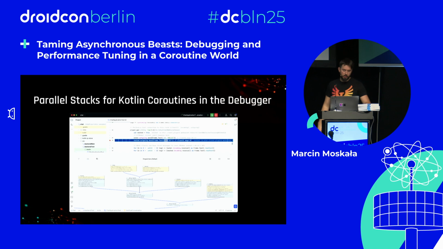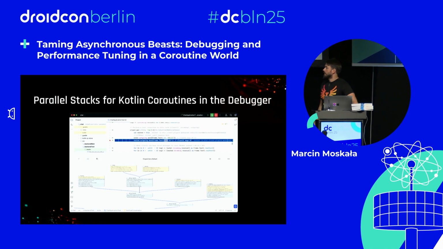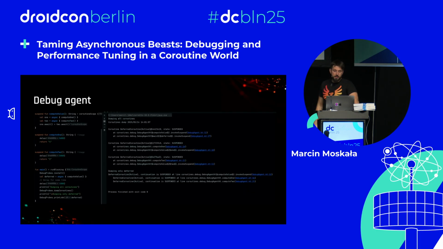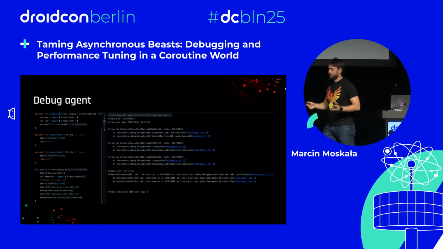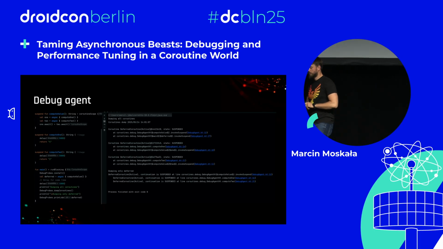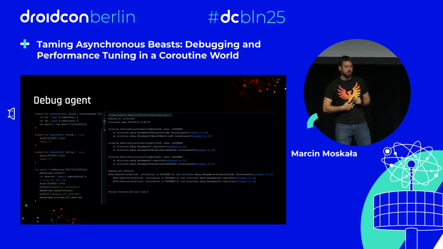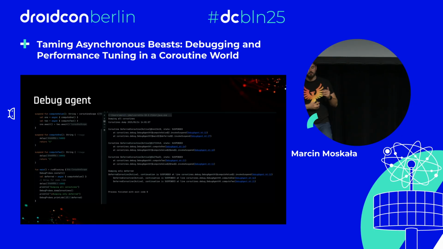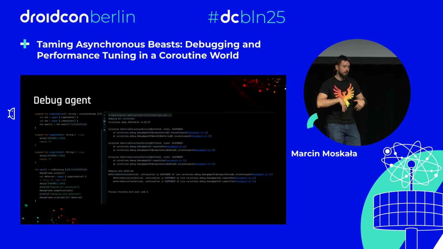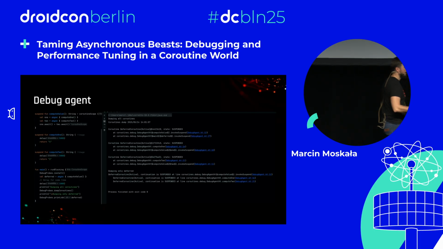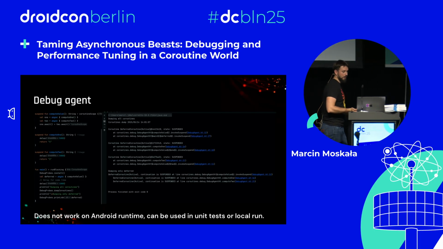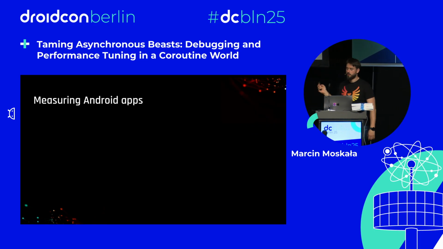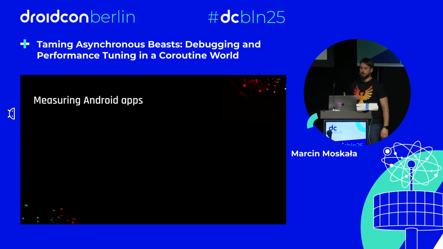Hopefully, in the future, we'll have better stack traces in the logs as well. There is also debug agent. That's a very advanced tool. I hope in the future it will be used by some libraries and tools for improving our debugging experience or testing experience. It can get all coroutines and traverse them, display them, do anything you want with them. It does not work on Android runtime, but can be used in a local run on our test.